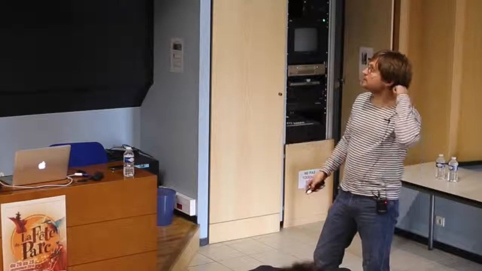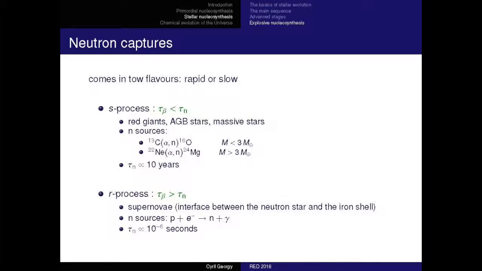So this is a point where we need to focus a bit more on the neutrons that exist inside the star in different places. You have neutron captures inside your star, and you can have them in two different flavors. There are the rapid neutron captures and the slow neutron captures. So this is why you have the s-process and r-process, for slow and rapid.